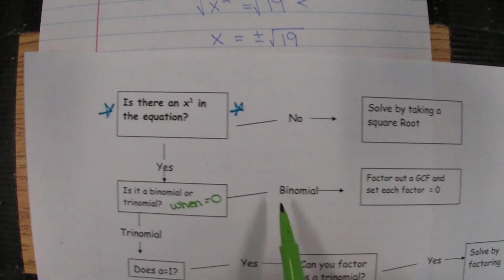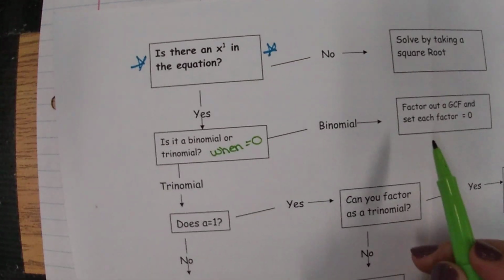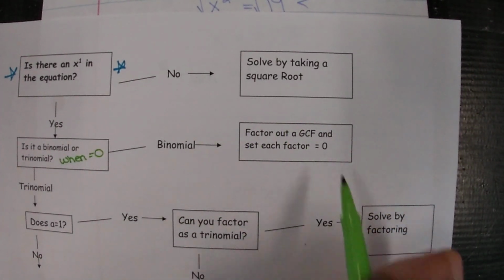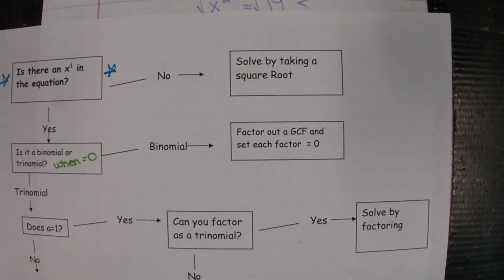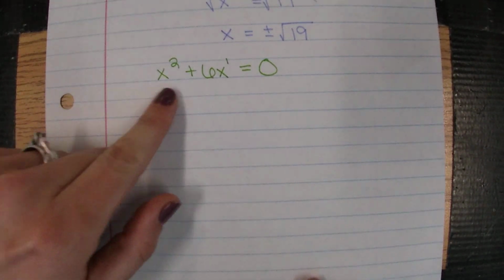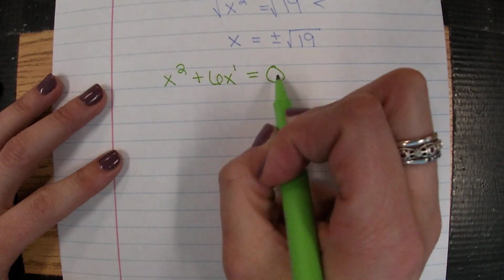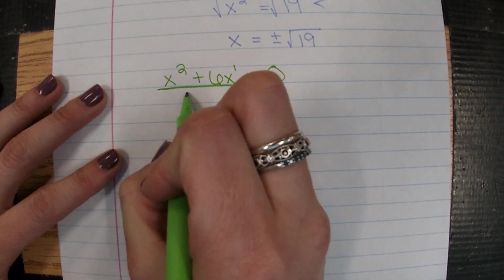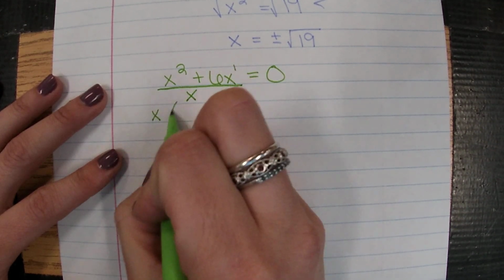So this is a binomial, so I could follow that binomial line. It says factor out a GCF and set each factor equal to 0. So here's one where I could factor out a GCF. It's already set equal to 0, so I can factor out a GCF. It has a GCF of x.